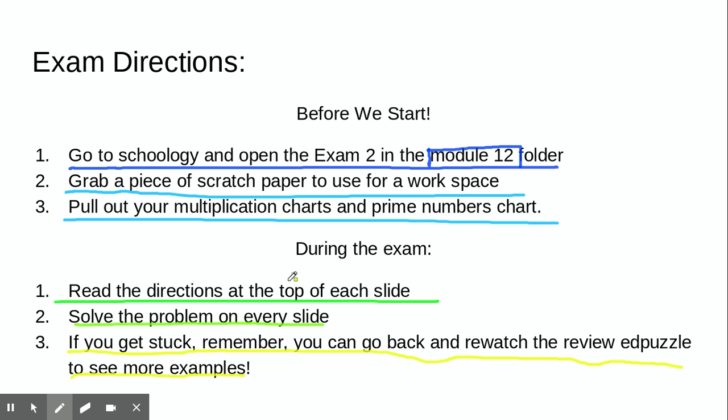But that is everything for our review today. Make sure you check back tomorrow. It's really important that we get this exam done by Thursday so we can grade it on Friday and get it in the grade book for you.